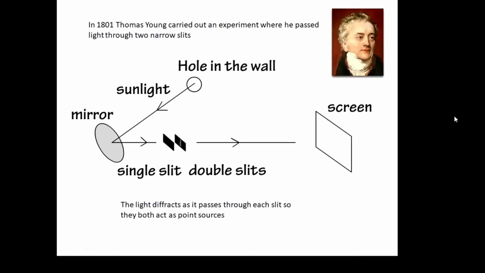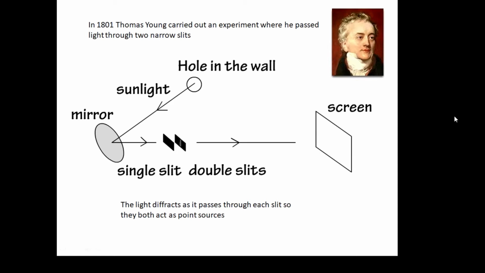Now, Thomas Young, more than 200 years ago, probably the cleverest bloke who ever lived, carried out an experiment where he passed light through two narrow slits. What he was trying to do was show that light was a wave. He wanted to see interference, and he did. Very clever. Consider it was 220 years ago.